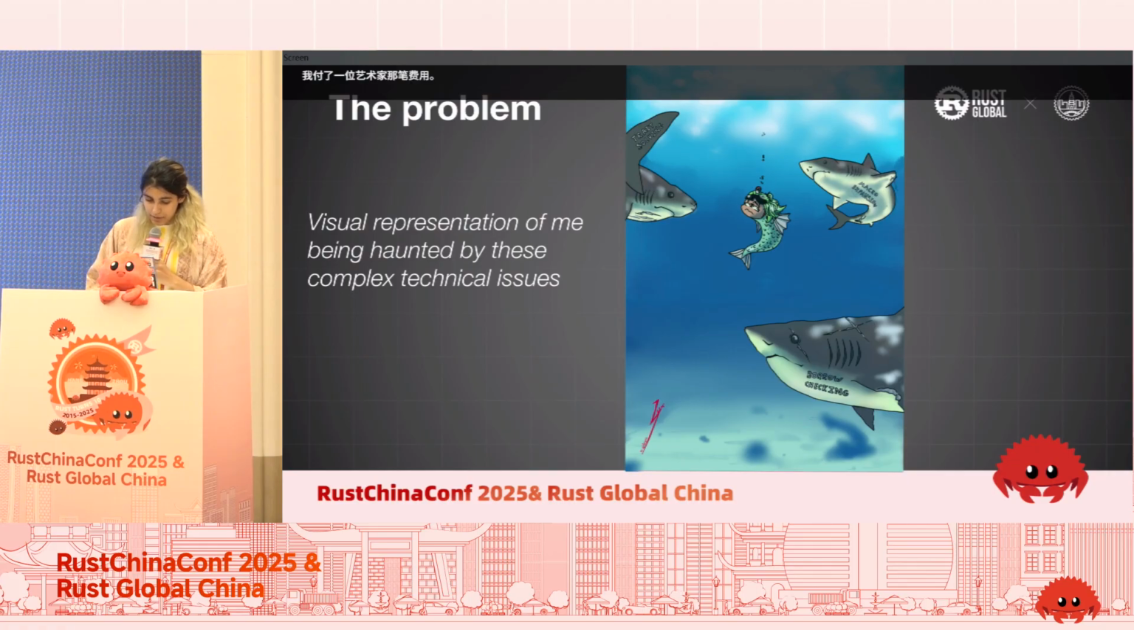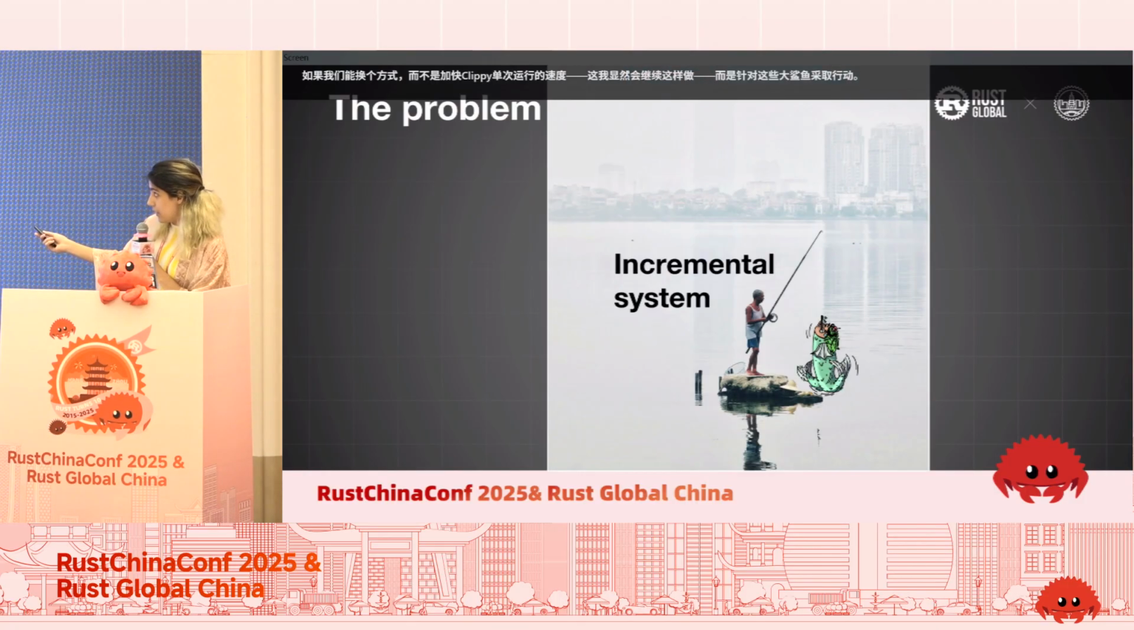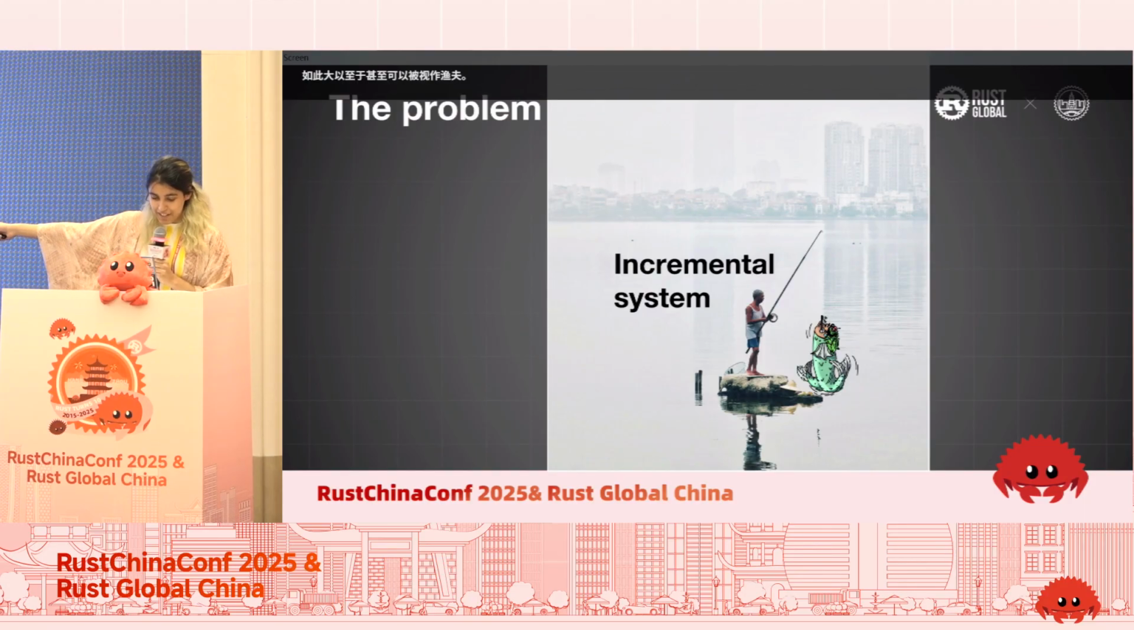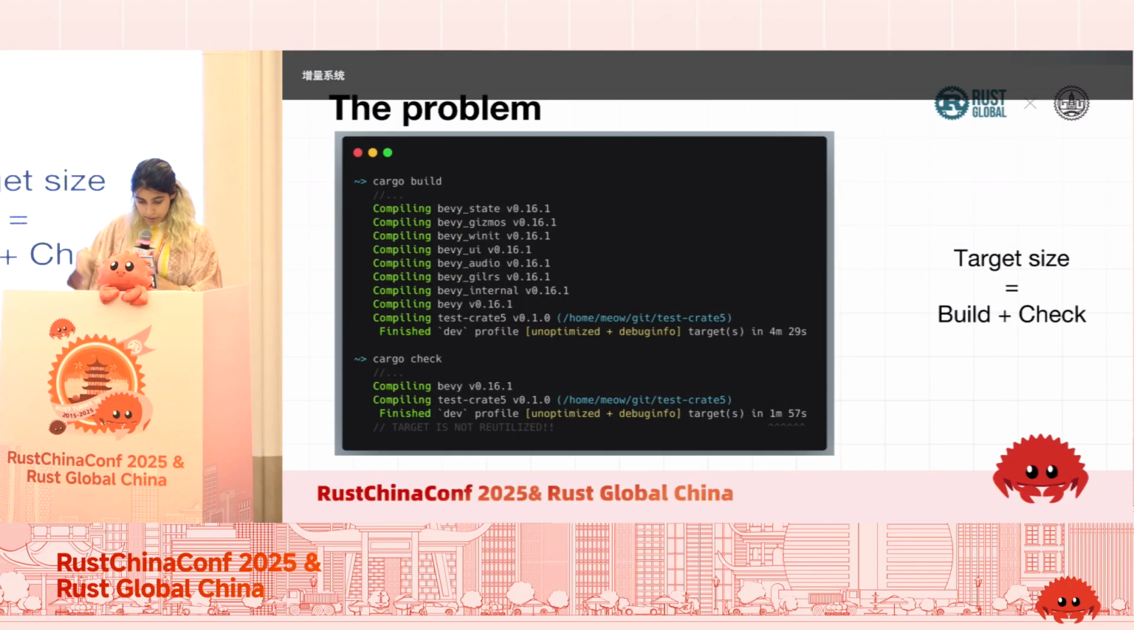So I thought to myself, what if we could, somehow, instead of making Clippy faster in single runs, which is something I'll continue to keep doing, obviously, tackle one of these big sharks, so big, in fact, it may even qualify as the fisherman. The incremental system. Today we'll be talking about redesigning it. But first, let's really get down and describe the problem.